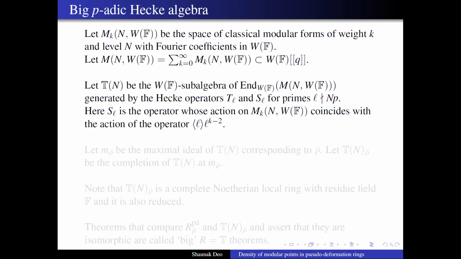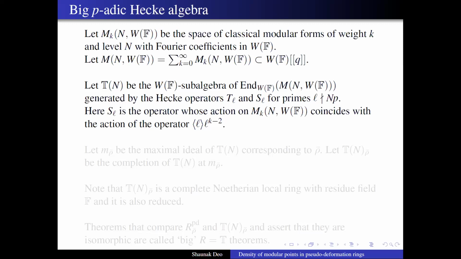So T(N) is just a W_F subalgebra which is generated by the operators T_l and S_l. But if you want to compare it with the deformation ring, it has to be local and complete and so on. You cannot just compare T(N) with it, since T(N) is acting on all modular forms, and we are interested in modular forms which lift rho bar, or which are linear combinations of eigenforms which lift rho bar. So we have to slightly modify this algebra.